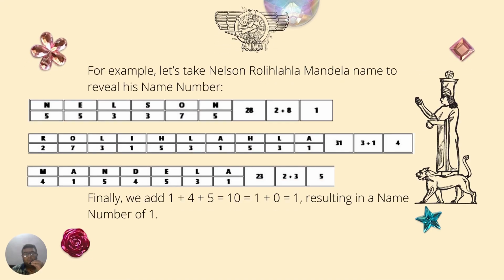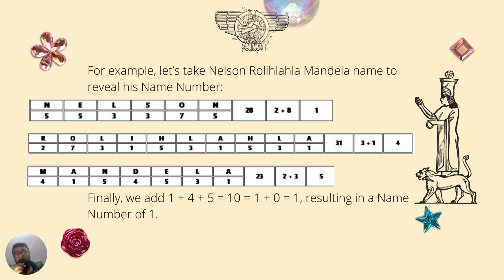So, as an example, we have calculated the name number of Nelson Rolihlahla Mandela. The digit for N is 5, E is 5, L is 3, S is 3, O is 7, N is 5. So you add all the digits, you get 28.